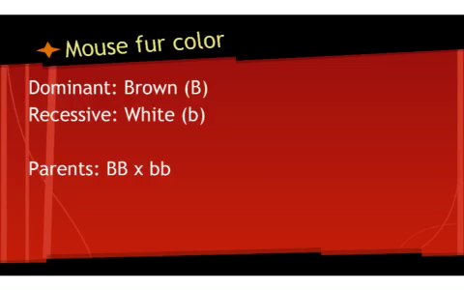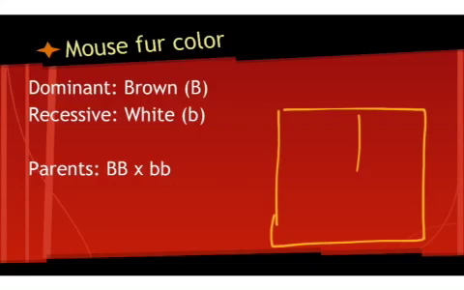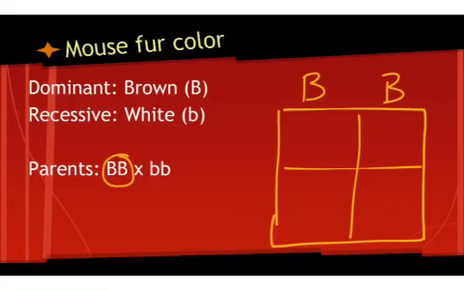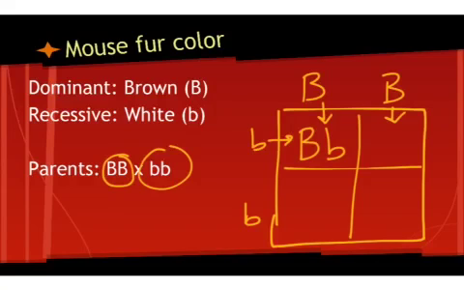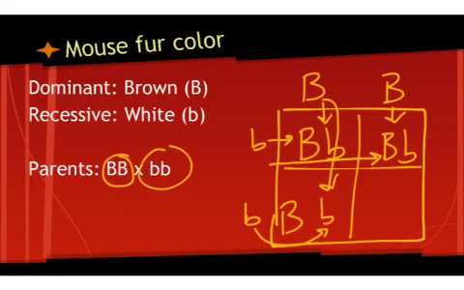So let's practice mouse fur color. I asked you to cross a homozygous dominant dad with a homozygous recessive mom. I bring this B over, this B down. That makes it a heterozygote. This B down, this B over, heterozygote. Again, down, over, down, over.